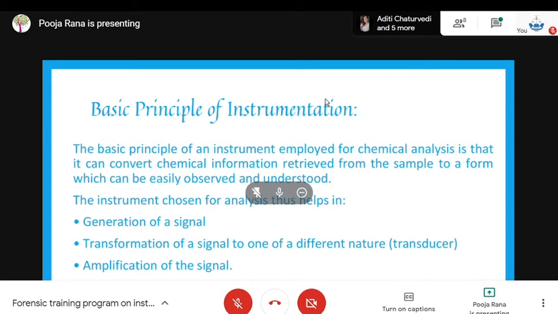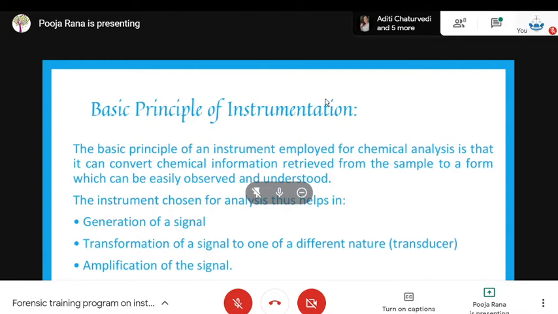And the third step is the amplification of signal. So these are the three basic steps included in any instrumentation technique that you would be using. All right. Now, though these steps are not combined in all instruments, a part of them or all three of them are present in every instrument.